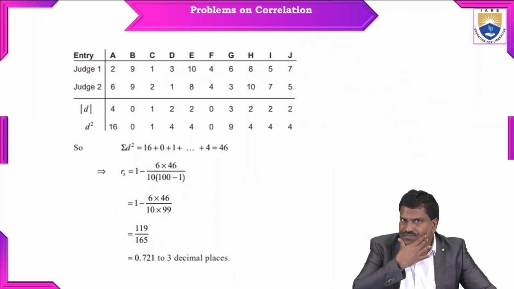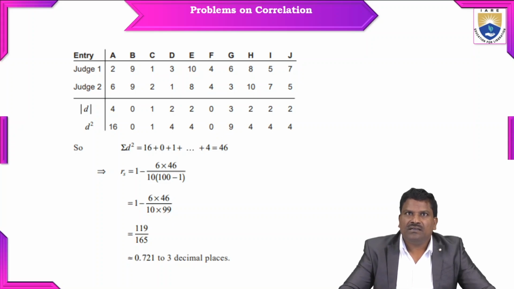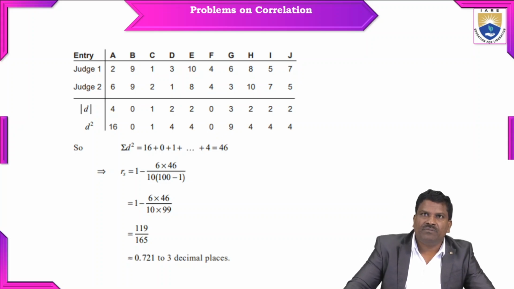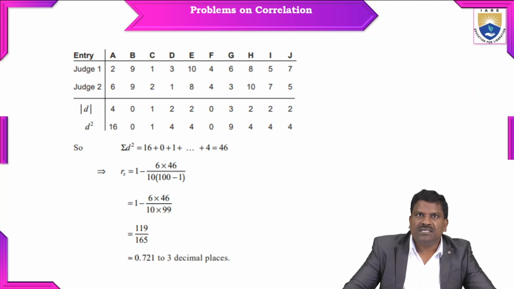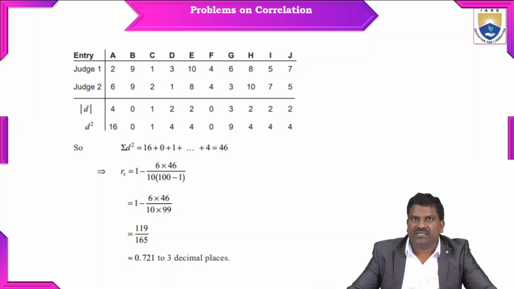Suppose there are 10 students, or 10 cases, from A to J. Judge 1 is giving them scores like this. For A, he has given 2. For B, he has given 9. Like that, for J, he has given 7.